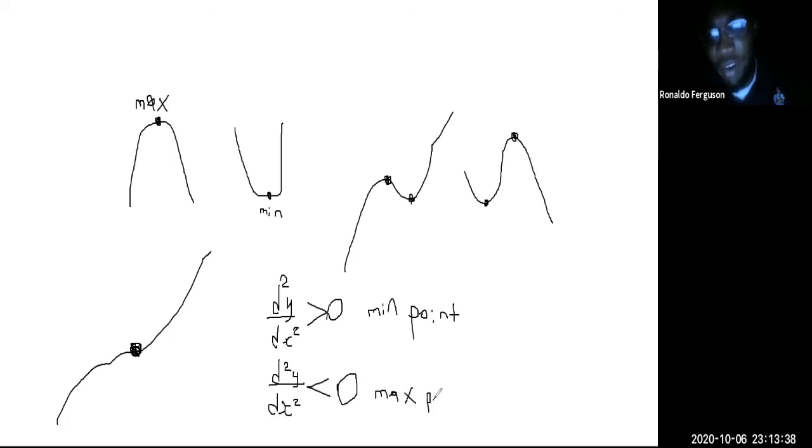Now, whenever the second derivative is equal to 0, I'm going to write y prime prime. This means second derivative of y. Whenever it's equal to 0, this is known as the point of inflection. That's the point of inflection. All right? And that's all we need to know about nature of stationary points from Unit 1.